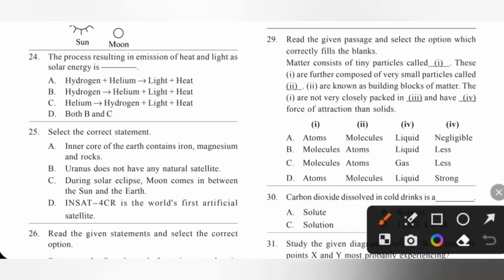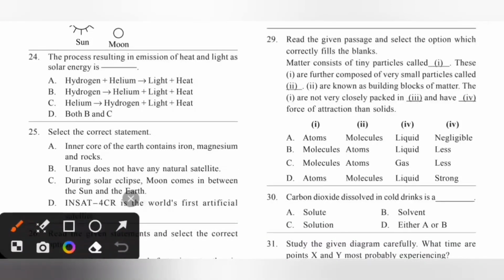29. Read the given passage and select the option which correctly fills the blanks. Matter consists of tiny particles called dash. So the matter consists of tiny particles called molecules. So either option B or C, molecules are further composed of very small particles called atoms. Atoms are known as building blocks of matter. The molecules are not very closely packed in liquids and have less force of attraction than solids. So option B is the correct answer.